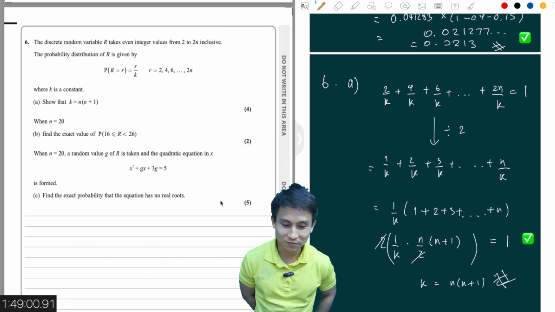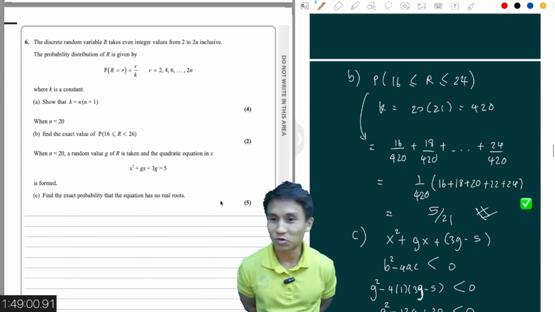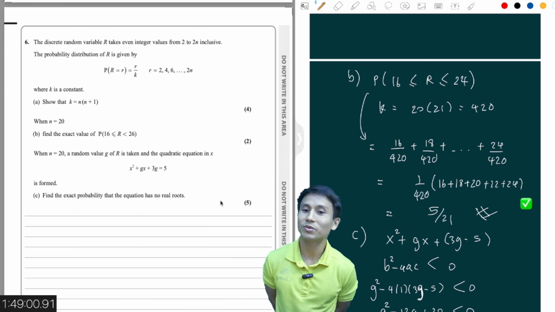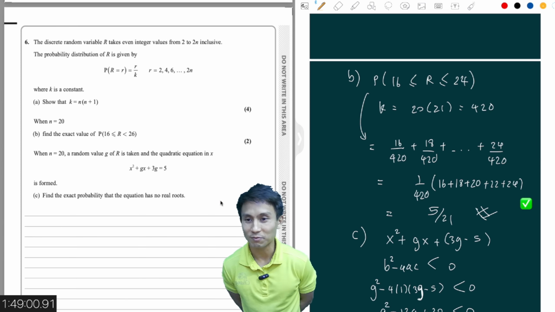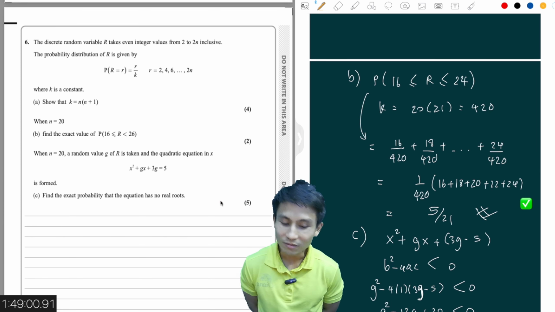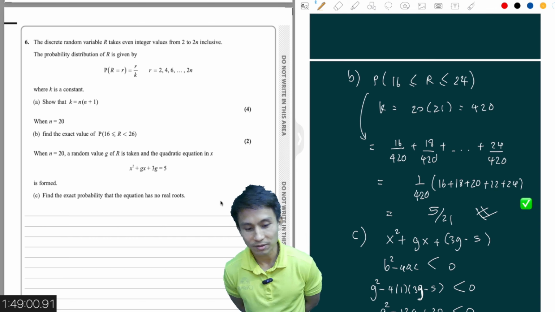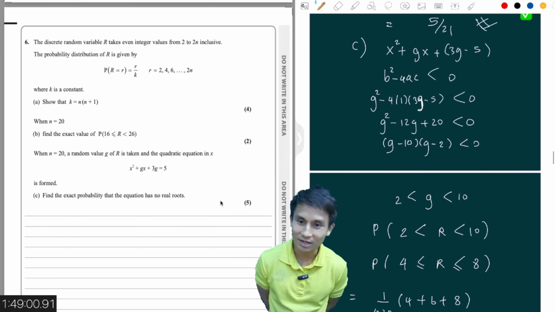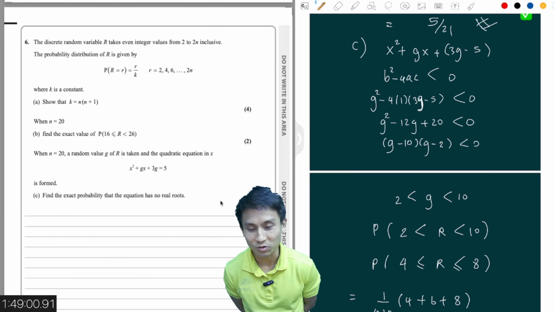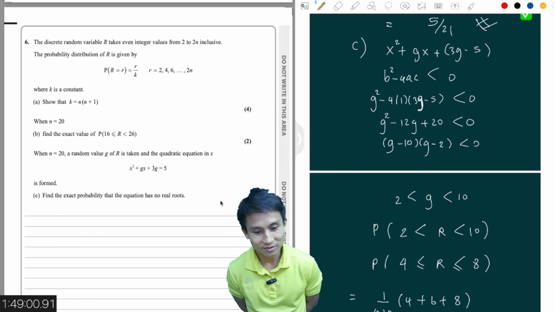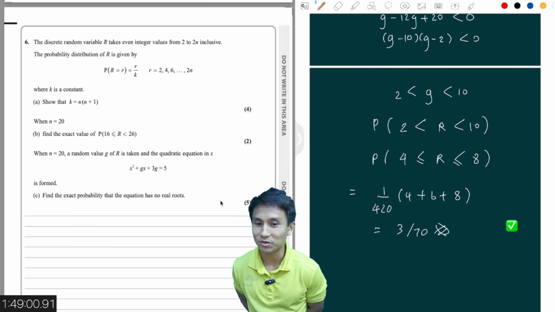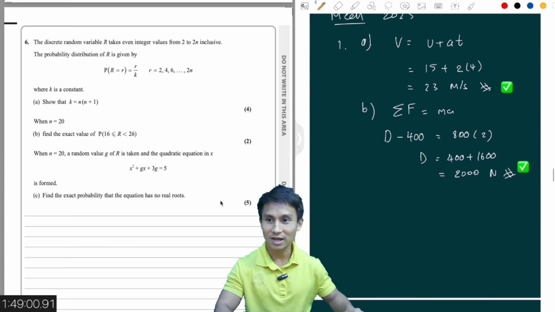And part B is just finding the probability within that range. So be careful about the signs there, because this is including 16, but not including 26. So that's why I put that to 24. And again, we can use the K value we got earlier. And for part C, yeah, this is obviously incorporating pure math, right? So you need to do the discriminant first, and then find the range of G, and then I got that to be 3/70, which was fine.